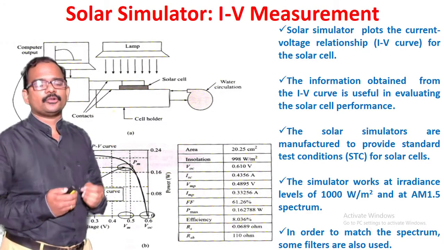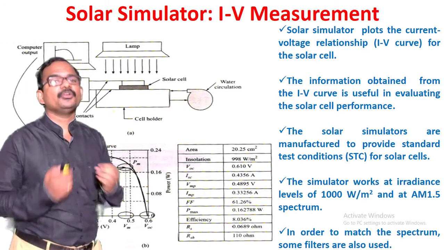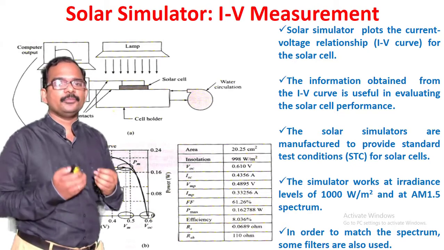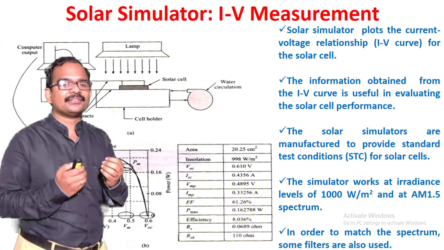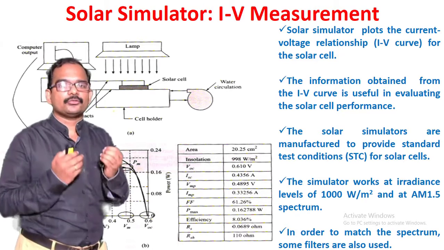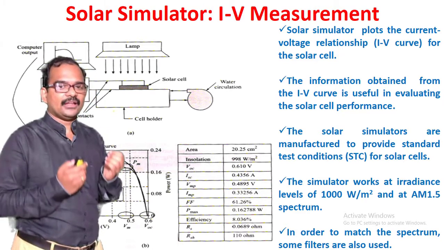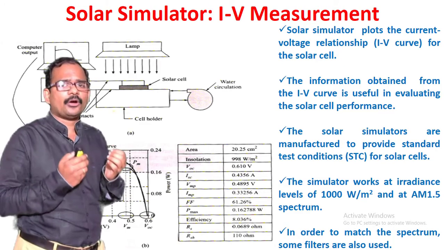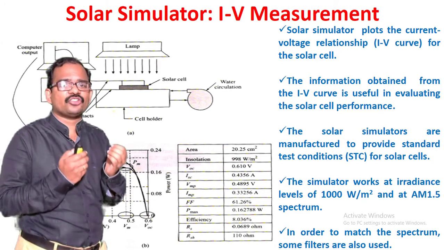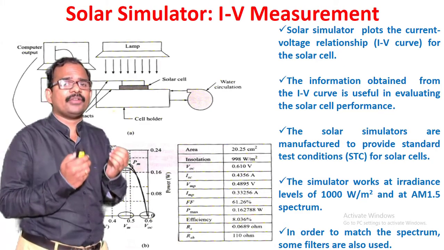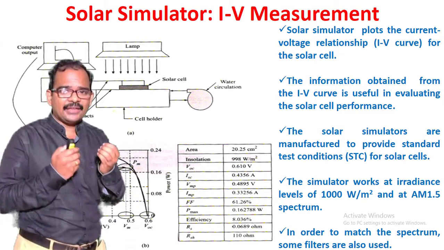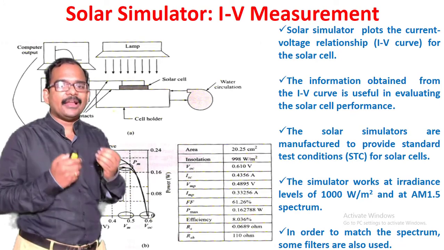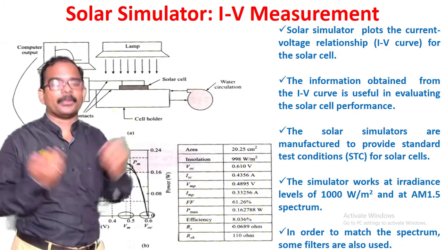Let's discuss a topic called solar simulator. What is a solar simulator? It's a device which is used to measure the IV characteristics of a solar cell. A solar simulator plots the current and voltage relationship, that is the IV curve of a solar cell. The information obtained from the IV curve is useful in evaluating the solar cell performance.